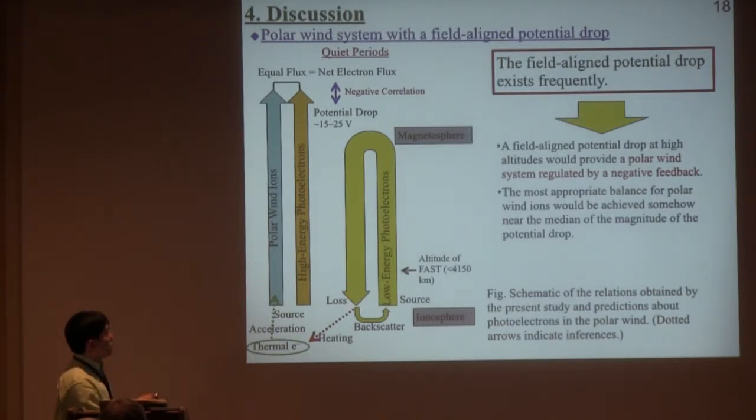And the precipitating photoelectrons would heat thermal ions. And a temperature increase in thermal electrons would increase the strength of the bipolar electric field in the traditional way. And the flux of polar wind ions and high energy photoelectrons should be equal. So this is a positive correlation. So this negative correlation brings a negative feedback. A field-aligned potential drop at high altitude would provide a polar wind system regulated by a negative feedback loop. The most appropriate balance for polar wind ions would be achieved somewhere near the median of the magnitude of the potential drop.